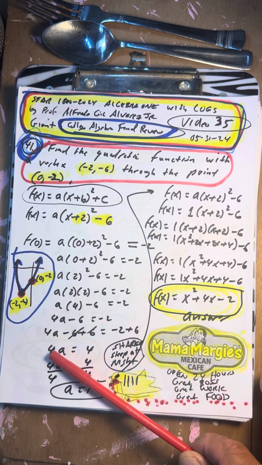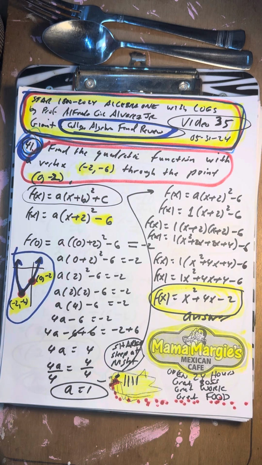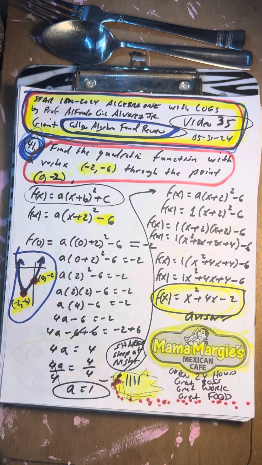Add 6, add 6, so 4a equals 4. Divide by 4, divide by 4. And of course, yes, these will cancel. And now we have a is 1. So a is 1, replace it. So 1 times (x plus 2) squared minus 6. And x plus 2 times x plus 2 is x squared plus 2x plus 2x plus 4. So that's going to be x squared plus 4x plus 4.